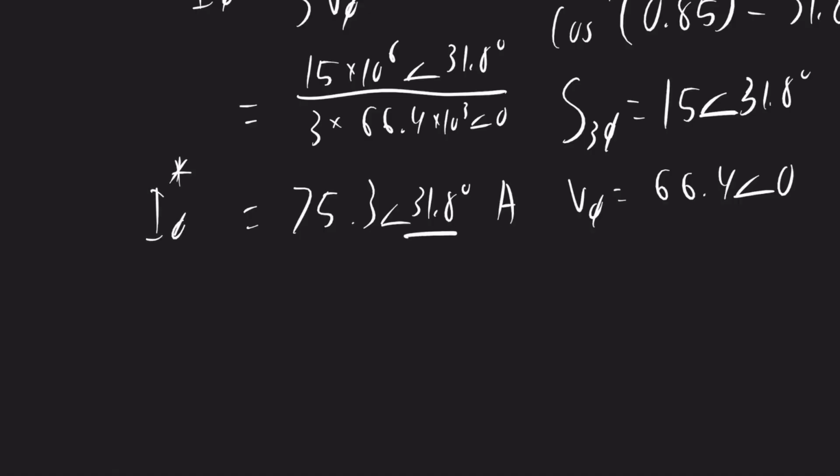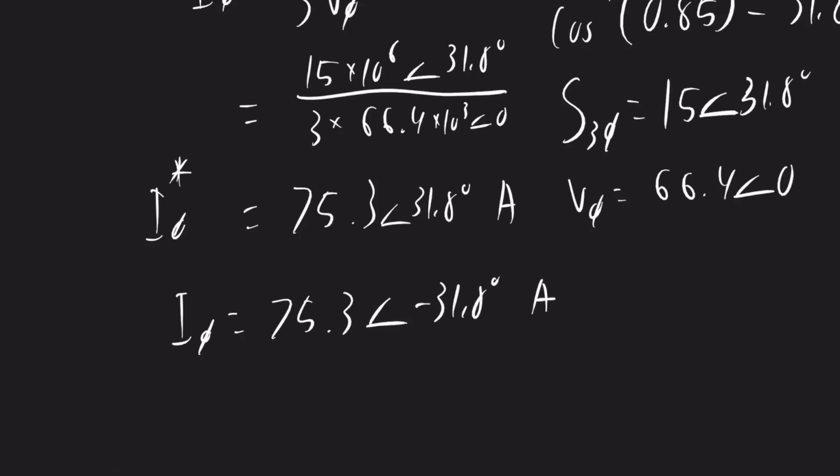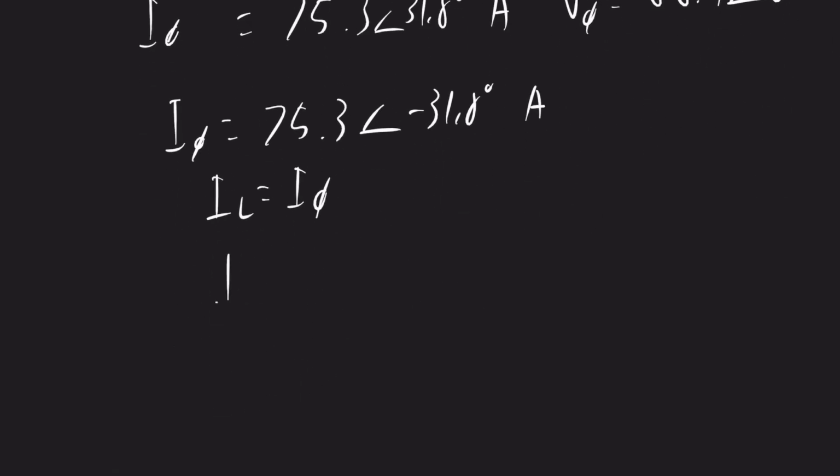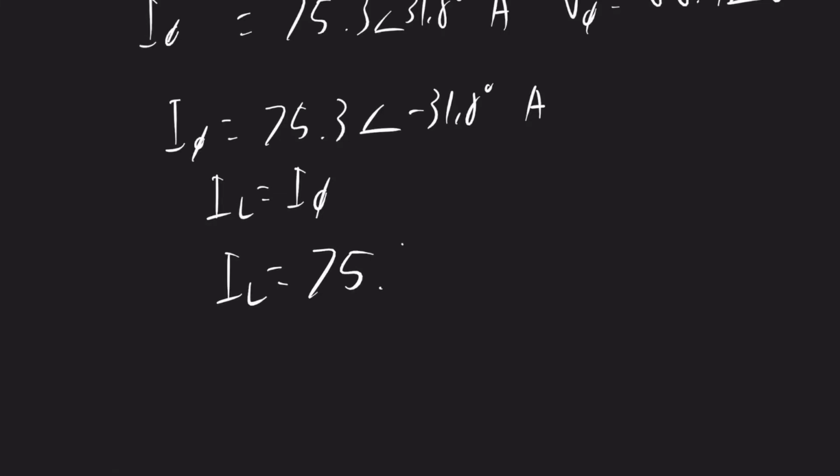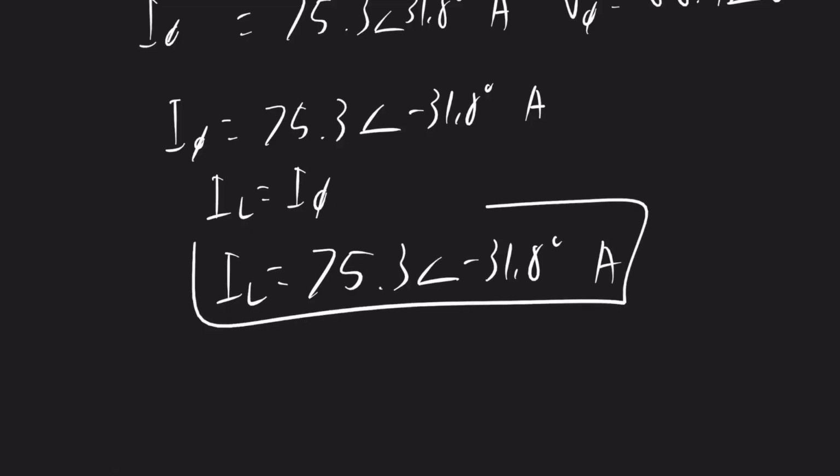So we're going to need to invert this angle to get I phase, which will be 75.3 with an angle of negative 31.8 degrees. The problem wanted the line current, but in a Y connection, the line current is the same thing as the phase current. So the line current is also going to be 75.3 at an angle of negative 31.8 degrees. So that is the answer to part A.